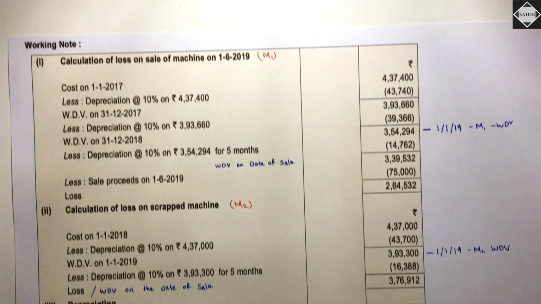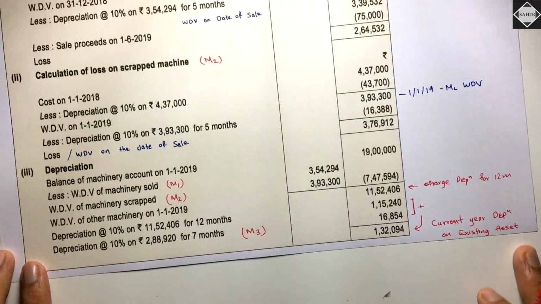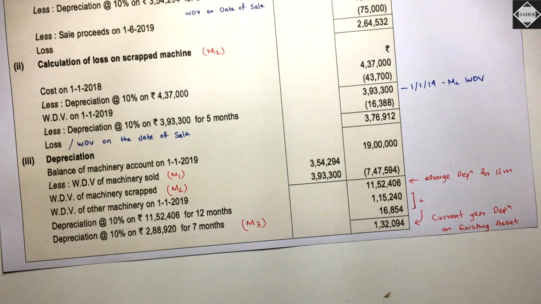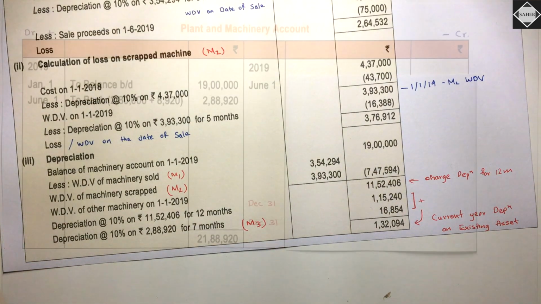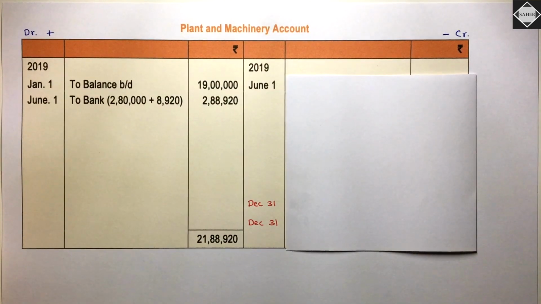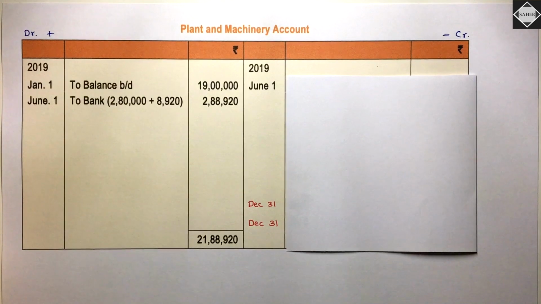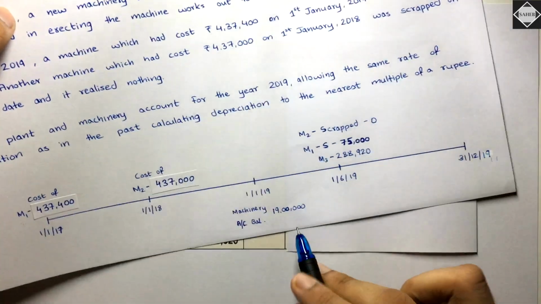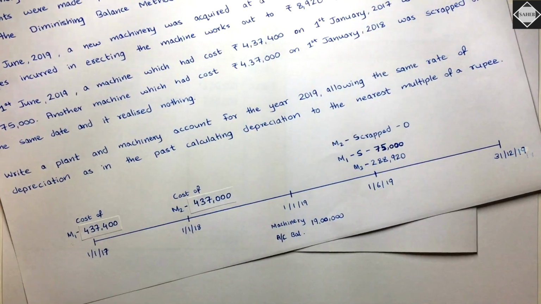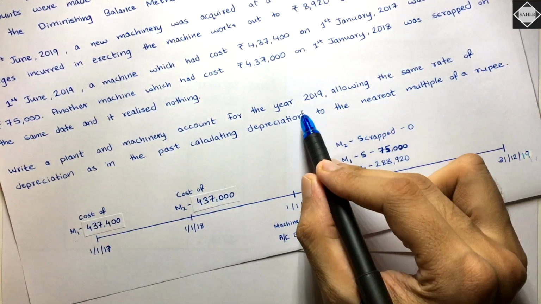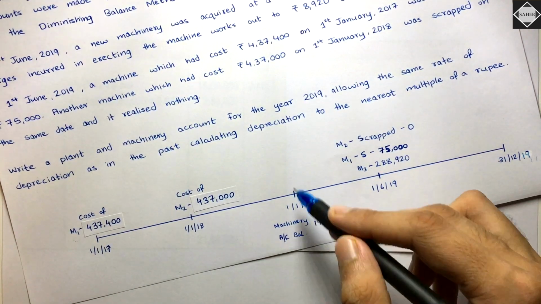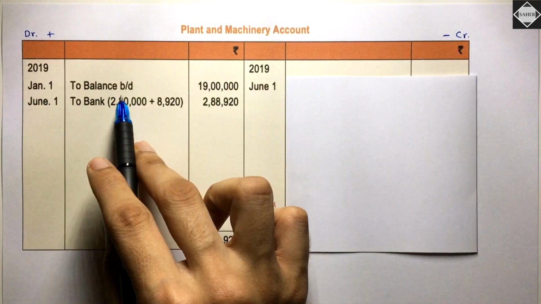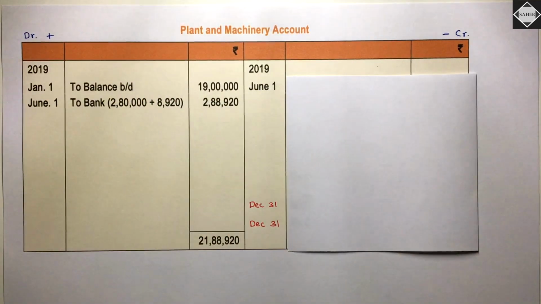Now let's just see the ledger account. You have already done all the calculations, so it's really simple and straightforward. Now let's just see the ledger account, the machinery account. Now see, here we have the ledger account of plant and machinery. So you all know the opening balance will be on the debit side, closing balance on the credit side, right? So opening balance in the question we had on 1st January 2019 was how much? It was 19 lakh. See, now in the question the requirement is that you just have to prepare the machinery account only for the year 2019. Okay, so opening balance in 2019 was 19 lakhs, right? So January 1st, to balance brought down 19 lakhs. Clear? Simple.